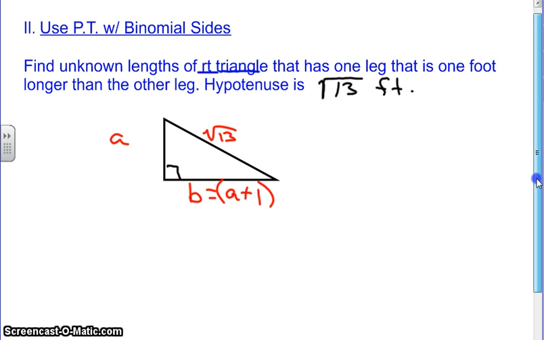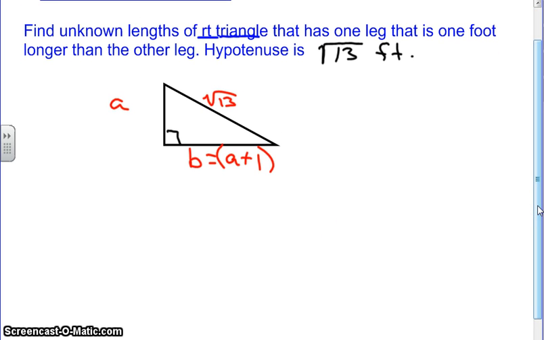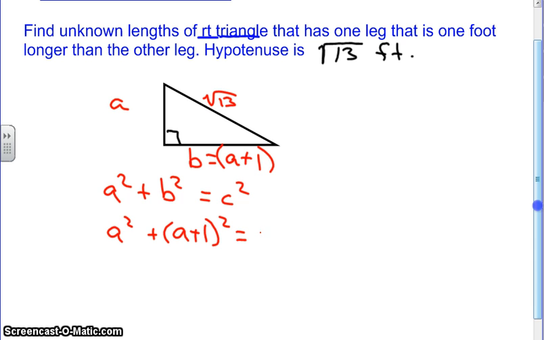We like to have one kind of variable in our equations, right? So the Pythagorean theorem says this, A squared plus B squared equals C squared, but what will we substitute into this? A plus 1. Right, we have A squared, but B, we don't want to call it B, we want to call it A plus 1 squared. Good. Equals the square root of 13 is being squared.